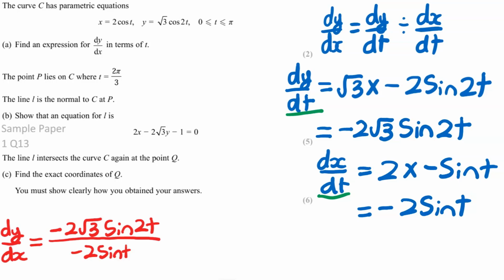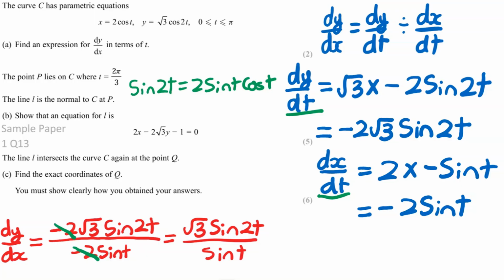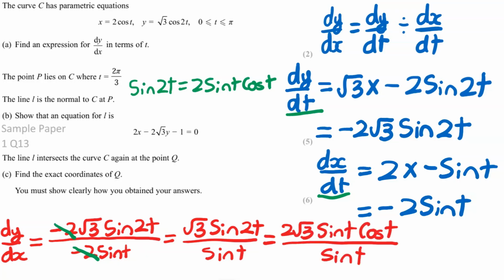We can do some simplifying on this because this minus 2 can cancel out with this minus 2 to leave us with root 3 sin 2t over sin t. We can do some more simplifying here because remember we have this sin 2t at the top here. Remember the double angle formula that sin 2t is equal to 2 sin t cos t. So therefore we can write this as 2 root 3 sin t cos t, then this sin t can cancel out with this sin t to leave us with 2 root 3 cos t. So dy over dx is equal to 2 root 3 cos t.